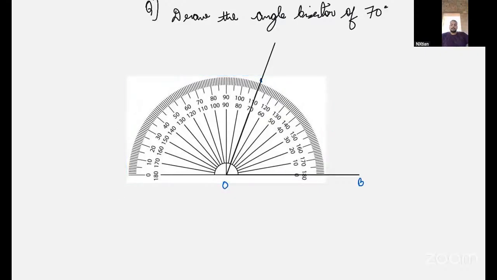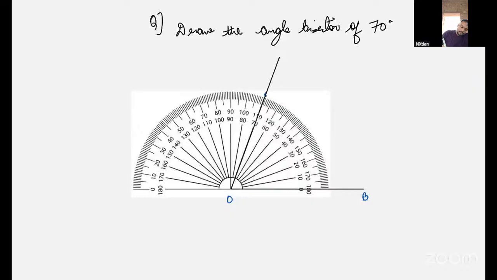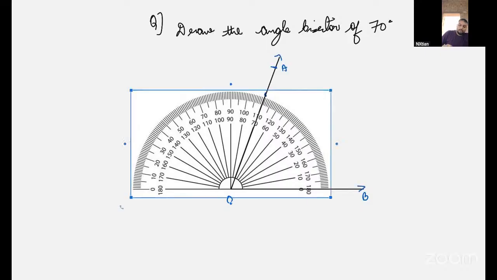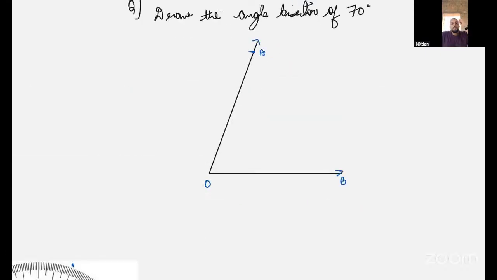Okay. Everyone got this? Did you make 70 degree? And then name this point as A. Now how will you make a perpendicular bisector? Everyone please pay attention. Now you have to put the needle on O. Put the needle on O, everyone.